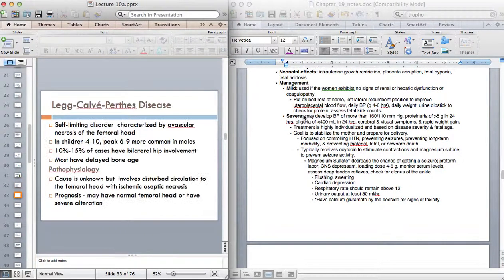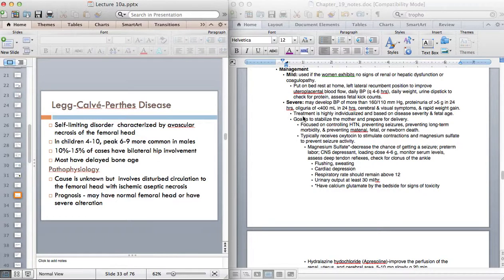Peak incidence of this happens in children between the ages of 4 to 10, but the peak is 6 to 9. And documents have shown that it's more in boys than in girls, but not to say that girls do not have it. Girls still have it, but it presents more in boys. Some of them can affect both hips, but for the most part, it affects only one side of the hip, but it can occur bilaterally.